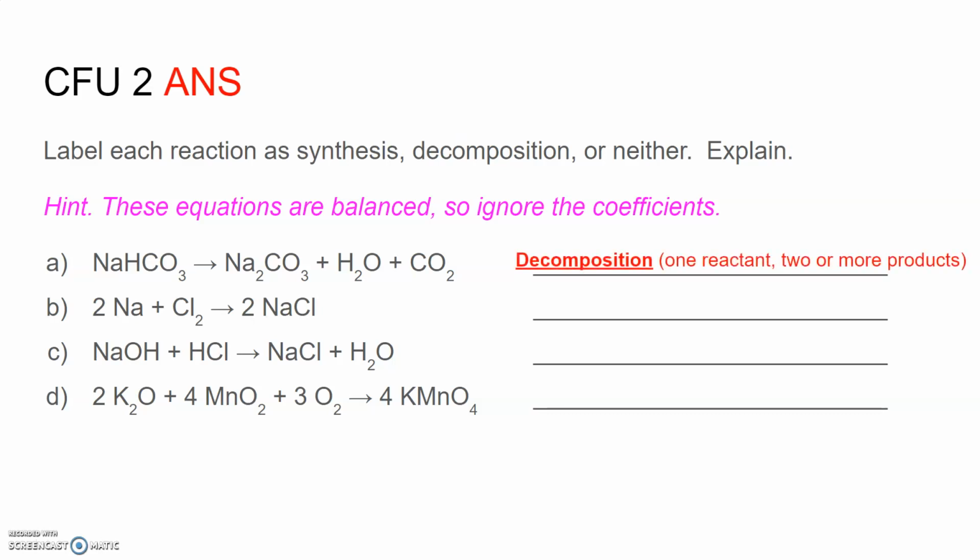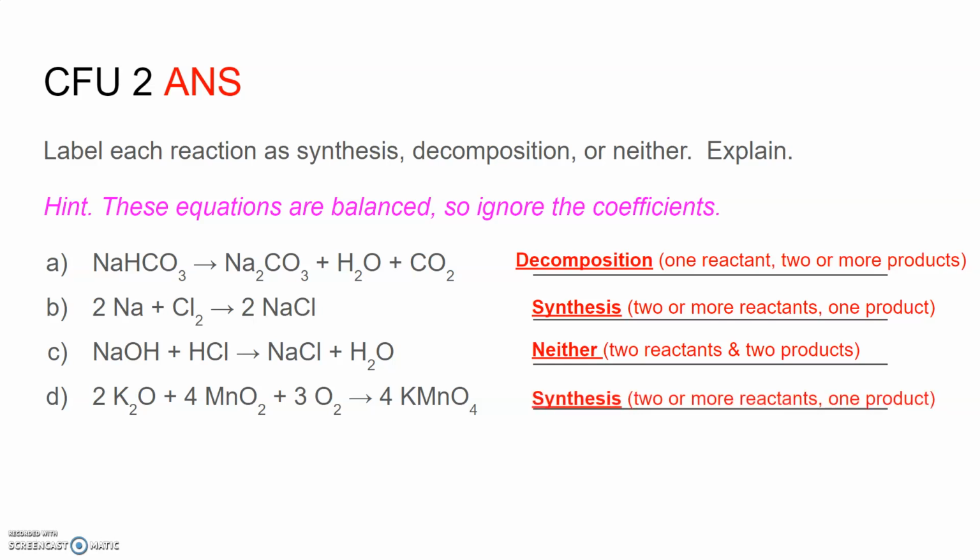Okay, so the first one is decomposition. We have one reactant that's broken down into two or more products. Second one is synthesis. We have two reactants that make one product. The third one is neither. We have two reactants and two products, so we know that that can't be synthesis or decomposition. And the last one is synthesis. We have two or more reactants that make one product.